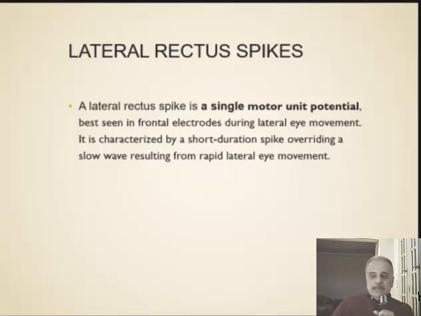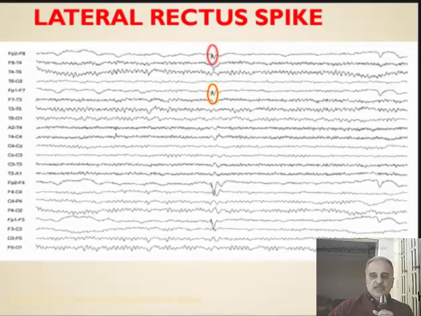When there is a very rapid lateral gaze, the motor unit potential of the lateral rectus may be conveyed to the adjacent anterior temporal electrode, giving a short-lived small spike, which is called lateral rectus spike. Look here, it is evident.